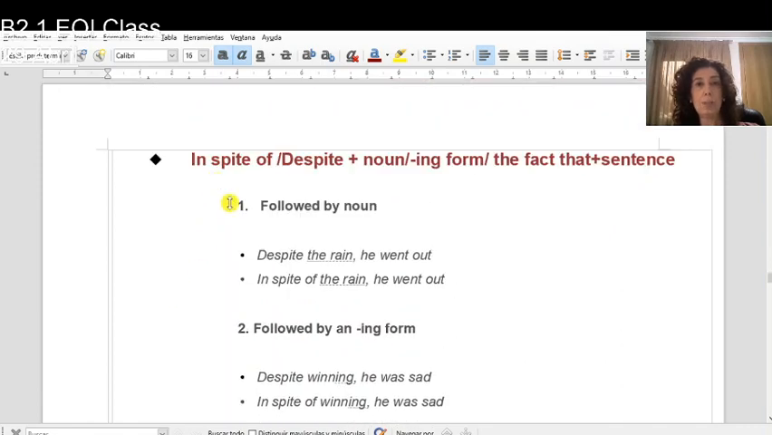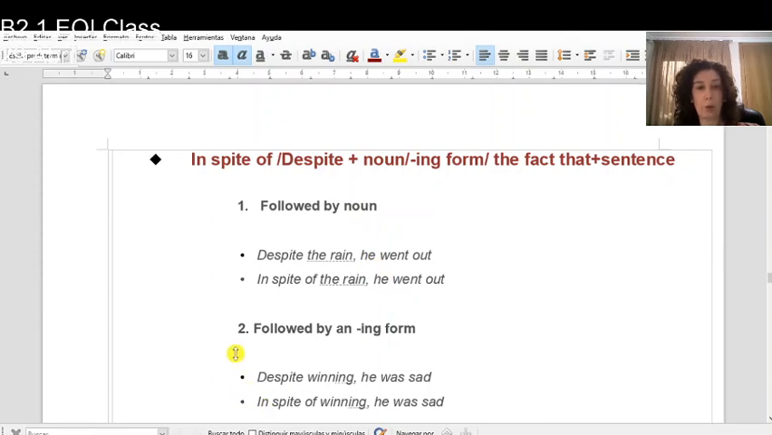Then, in spite of, despite, are followed by a noun, a gerund, or a sentence, but if you use a sentence, you have to introduce the fact that. You understand? Then, the first one, in spite of or despite can be followed by a noun. Puede ir seguido de un sustantivo. Despite the rain, we went out or he went out. The rain es un sustantivo. Or in spite of the rain, he went out. A pesar de la lluvia, sustantivo, salió.